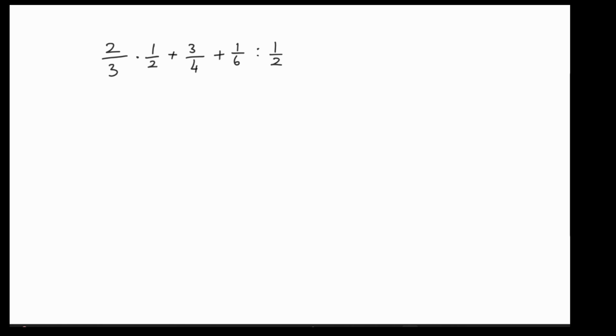Okay, now let's solve this example. Let's just rewrite this. 2 over 3 times, we have 1 over 2, plus 3 over 4, plus 1 over 6. But we have division here. We can actually just write that as multiply and then flip, right? 2 over 1. I see some simplifications we can make to make our lives easier.